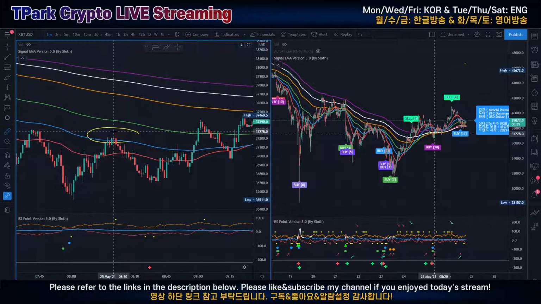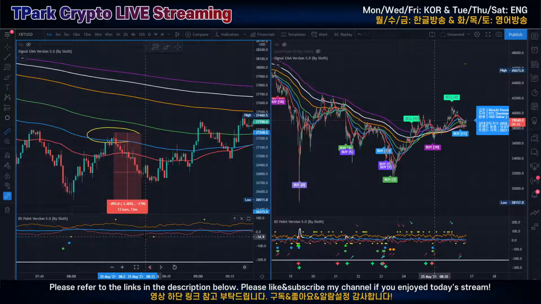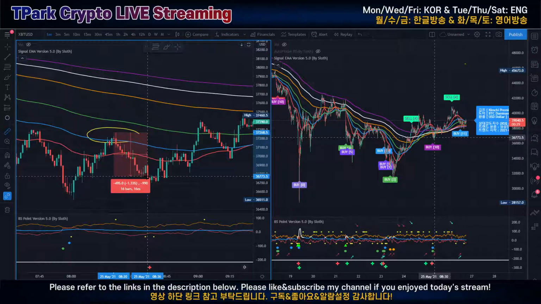Oops, my bad. From here to here, I'm talking about this one. So from yellow dot to yellow dot, from here to here. That was 1.3%.